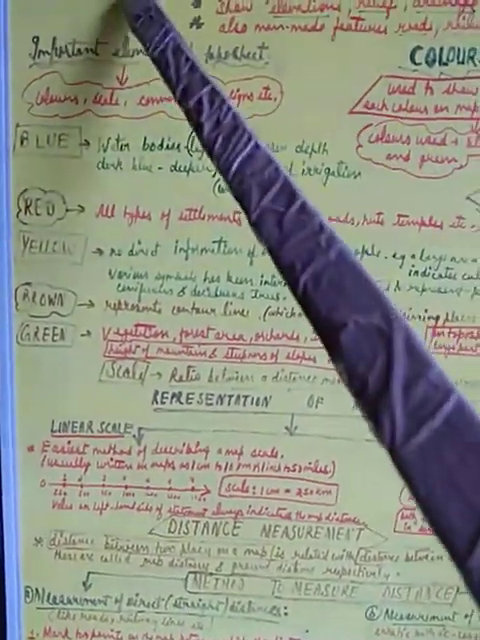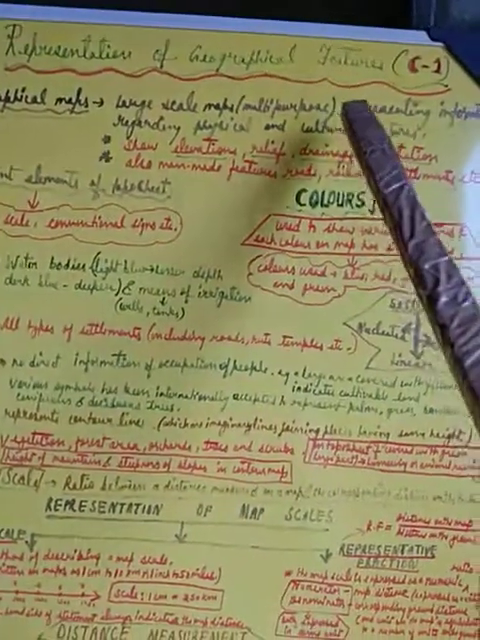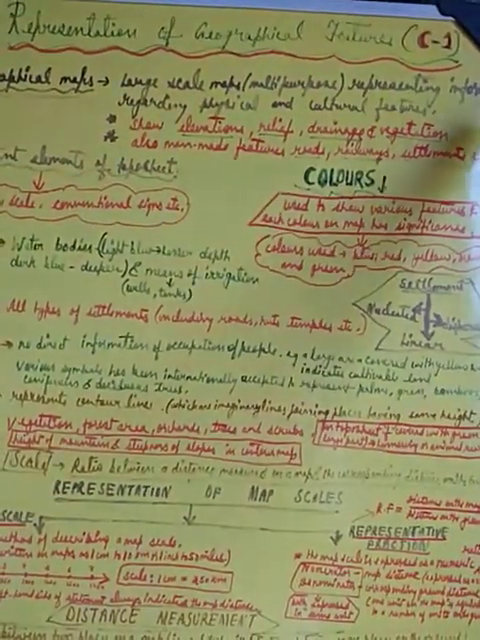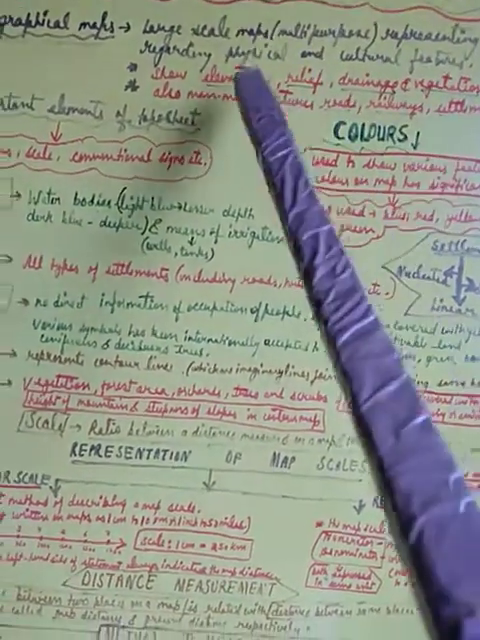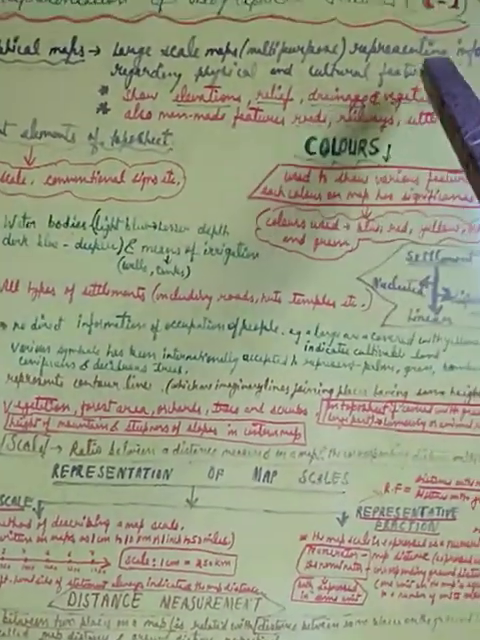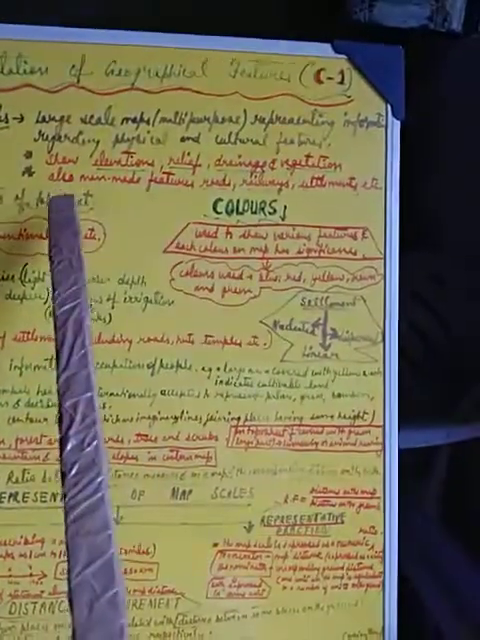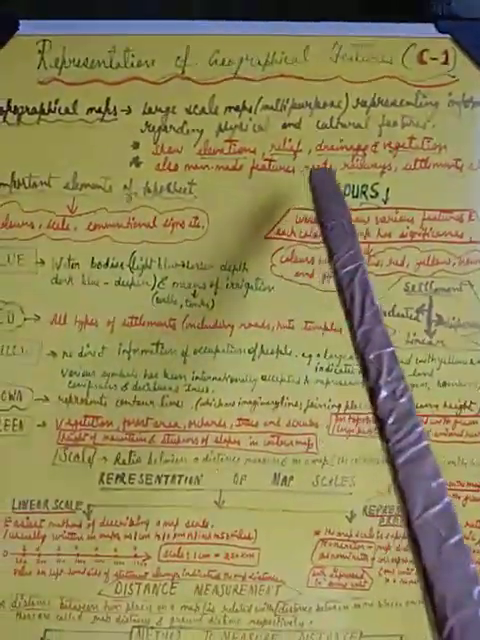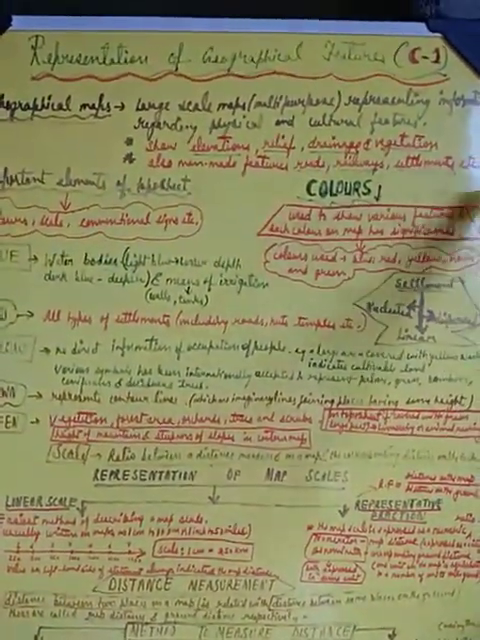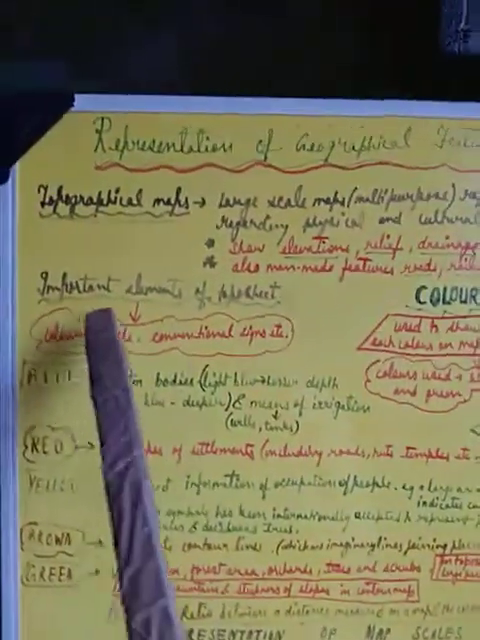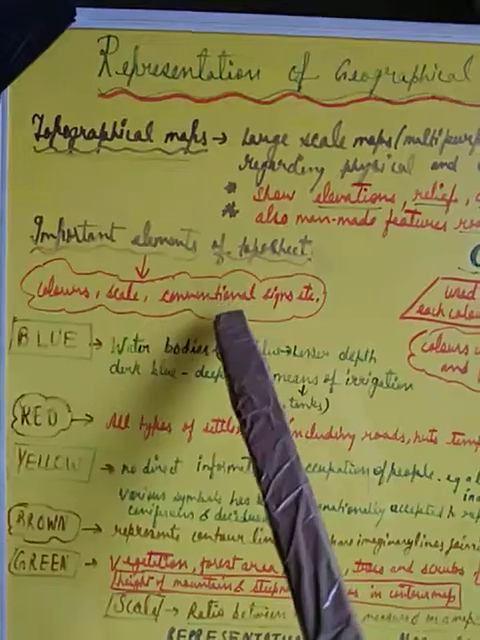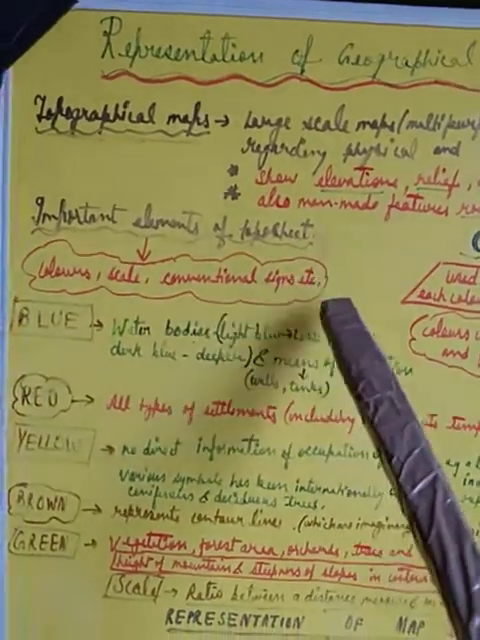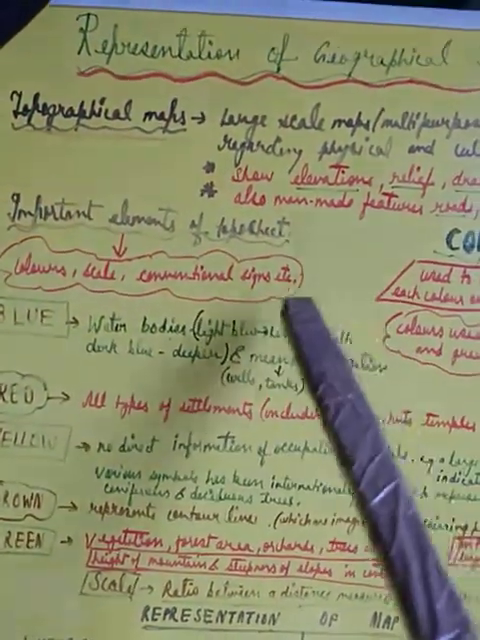First of all, topographical maps. They are large scale maps that represent information regarding physical and cultural features. They also show elevations, relief, drainage and vegetation. And they also show man-made features that are roads, railways, settlements, etc. And the important elements of the topo sheet are colors, scale, conventional signs, etc. And what are colors? We will start with colors.